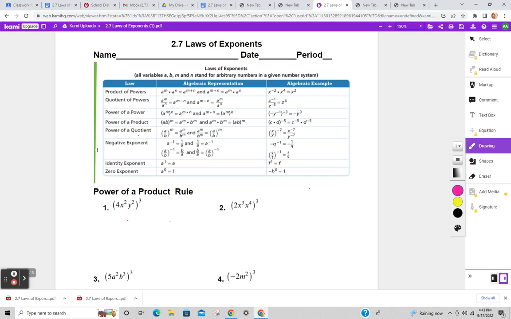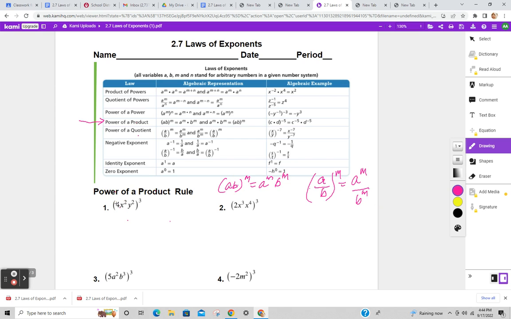All right, so we will be using these two rules. Power of a product, which says (a times b) raised to the m is equal to a to the m times b to the m. And the power of a quotient: (a over b) raised to the m is equal to a to the m over b to the m. All right, we'll start with this rule here first.